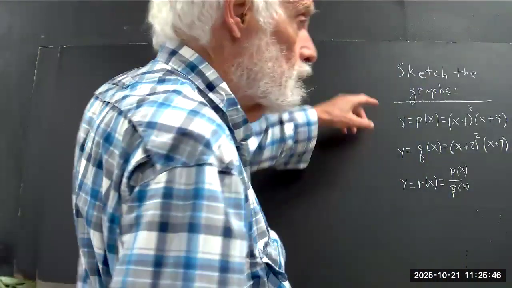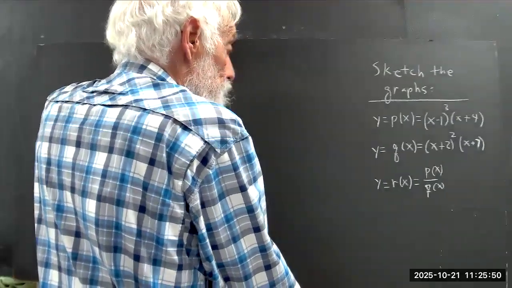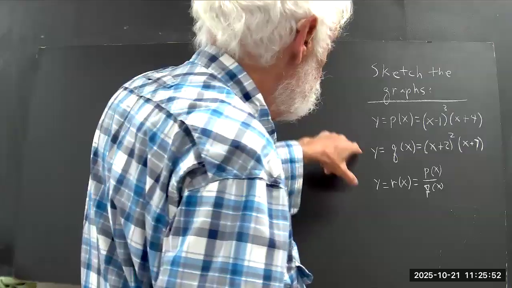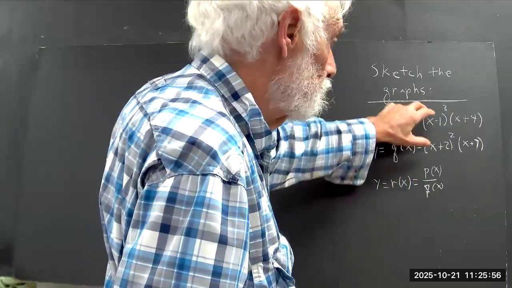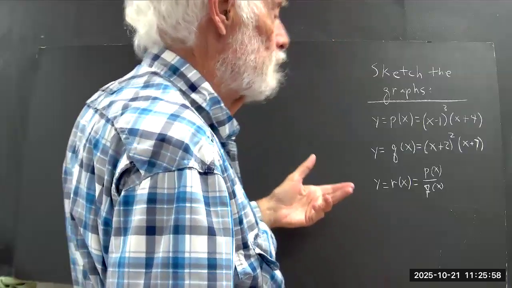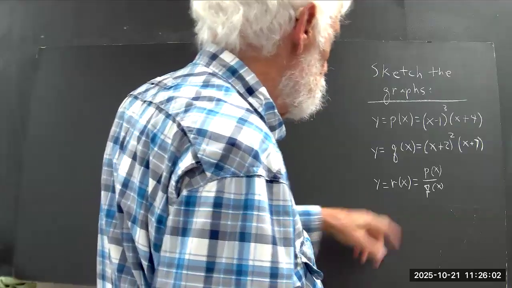Okay, here are our quiz problems. Have all that on the board. You have a p of x function, a q of x function, very similar functions, both polynomials, but of different degree. And then we have an r of x function.